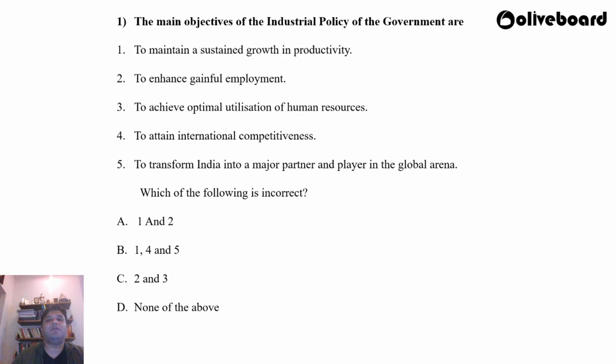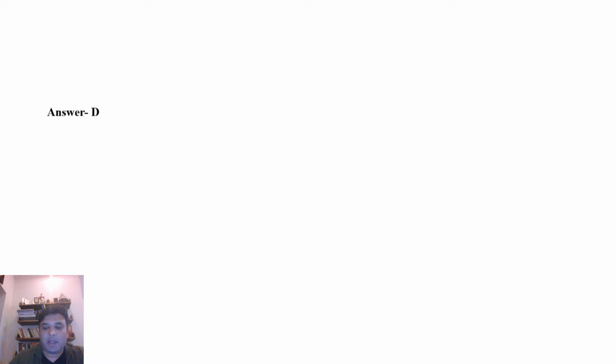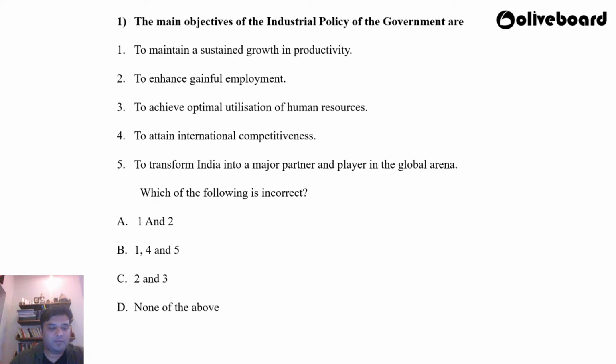The main objectives of the industrial policies of the government are, so you have 5 statements on your screens. Which of the following is incorrect? A 1 and 2, B 1, 4 and 5, C 2 and 3, D none of the above. Okay. So the answer is D, none of the above.